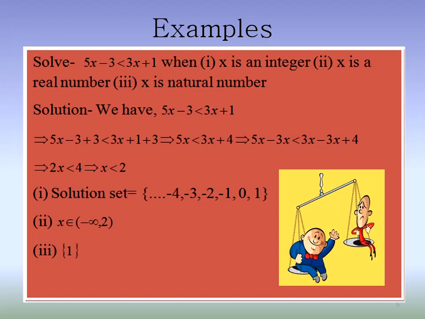We cannot consider 2 as it is strict. Less than sign is given for 2. Now when x is a real number, for real numbers we need to consider each and every number, as well as each and every integer, as well as fractions, meaning rational, irrational, all things.